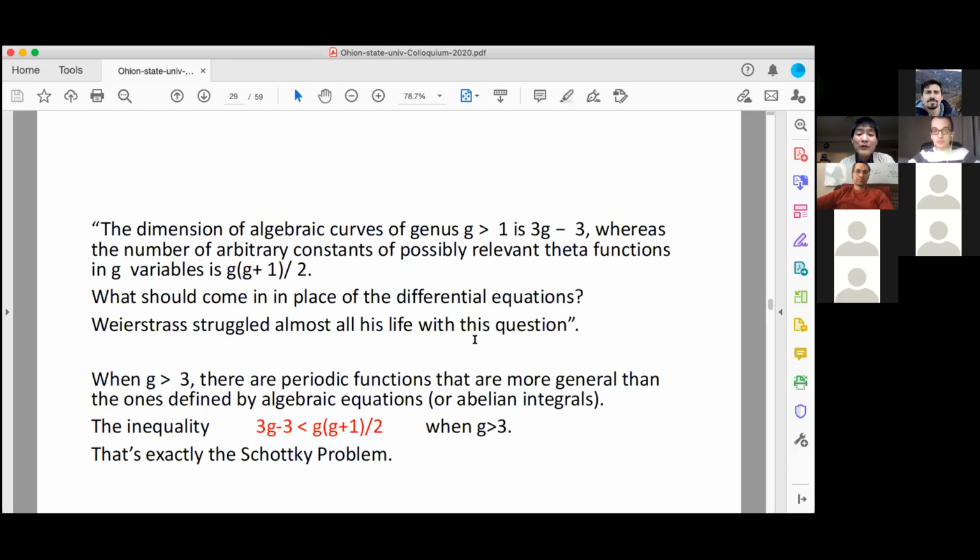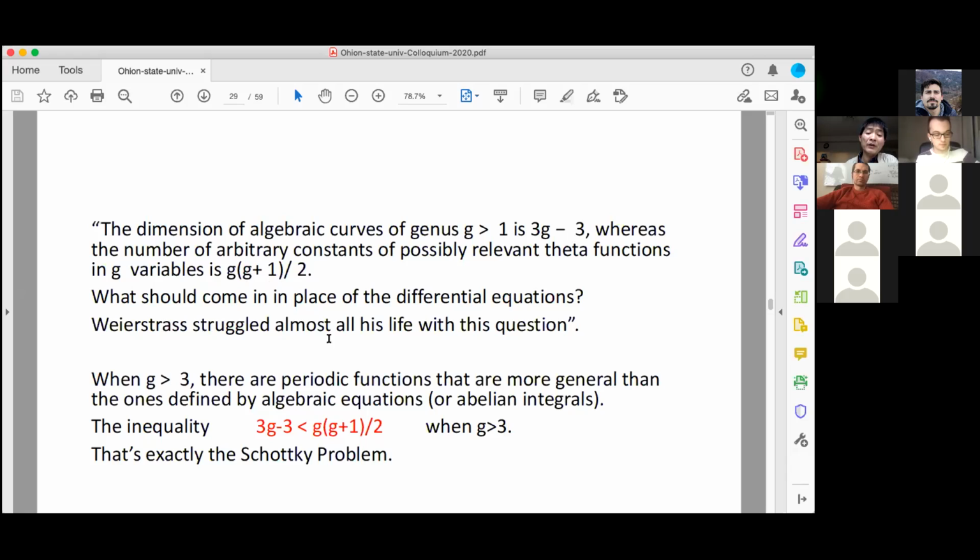Now, the dimension of the moduli space of algebraic curves of genus g is 3g minus 3. Whereas the number of arbitrary constants, or possibly relevant theta functions in g variables, is g times g plus 1 over 2. That's the dimension of the Jacobi space. So the same problem again: 3g minus 3 is less than g times g plus 1 over 2. The Schottky problem. What could come in place of the differential equations? We don't have it, since 3g minus 3 is smaller than g times g plus 1 over 2. So this bothered him.